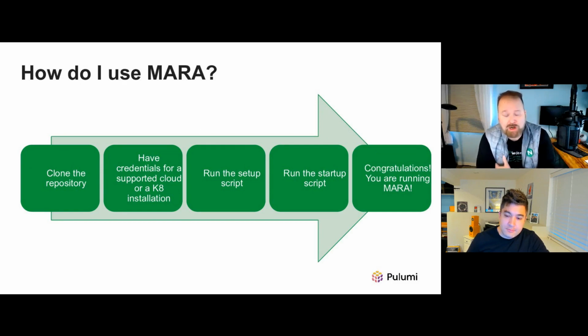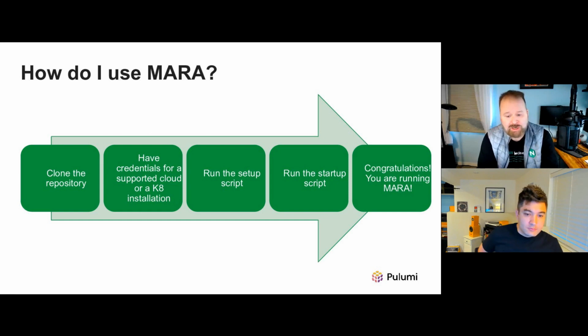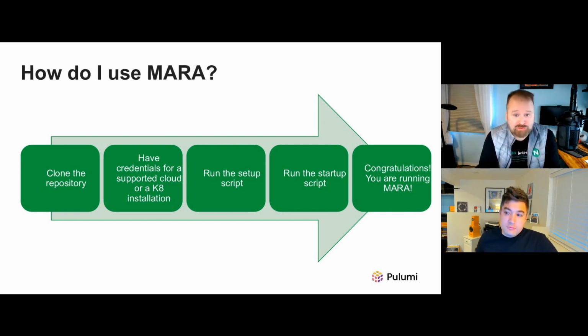So how do I use Mara? We're going to do this today in a short little video I have showing a deployment, but it's supposed to be simple. You clone the repository, you have your credentials. Today we're using AWS. You could also deploy to DigitalOcean. You can deploy locally to a workstation-based Kubernetes. You run a setup script, you run a startup script that asks you a number of questions, and Mara will be up and running. The goal was to make it easy for people to bring it up and run it.